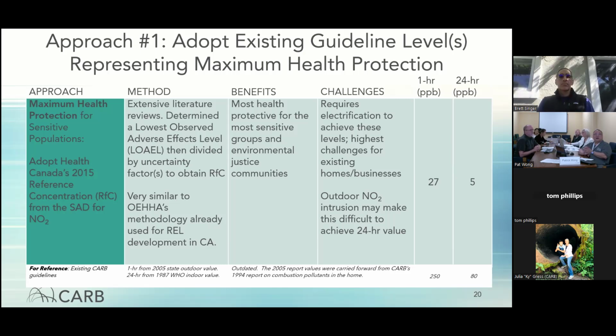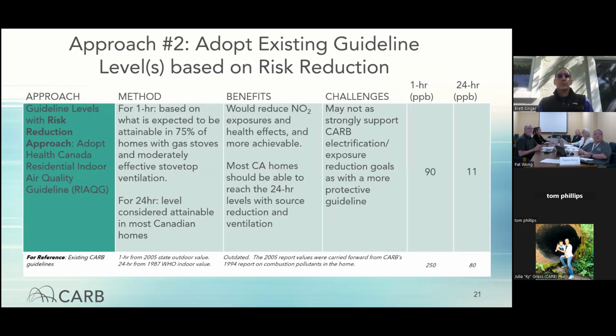Number two, that one is sort of based on Health Canada. How they set that up is they looked at what was attainable in most homes, and that was in 2015. It's probably even more attainable now with all the increased ventilation, better home builds, and also the efforts now to replace gas stoves with electric stoves. So it's probably a lot more easily achievable.